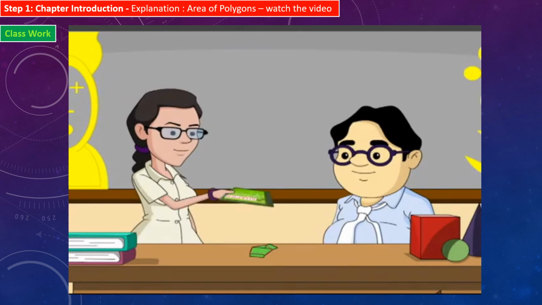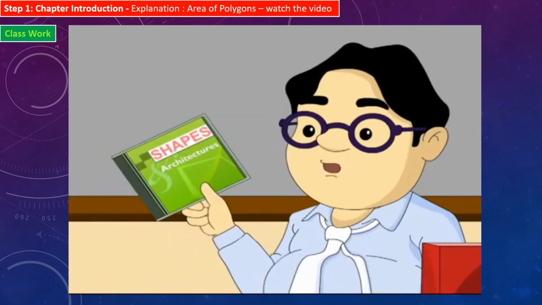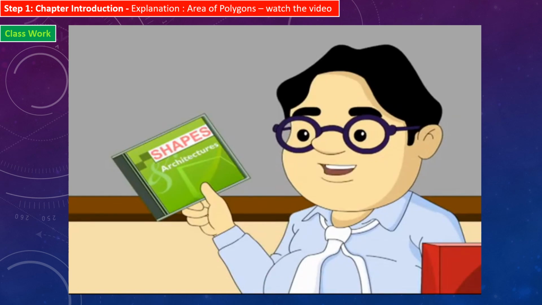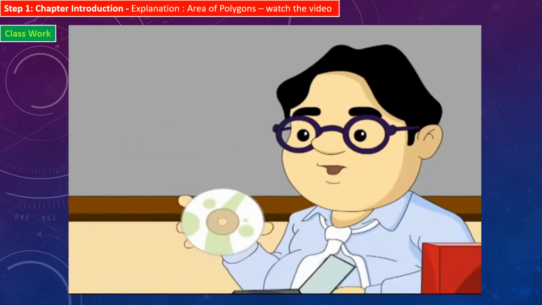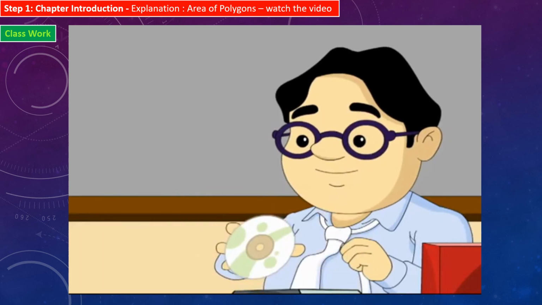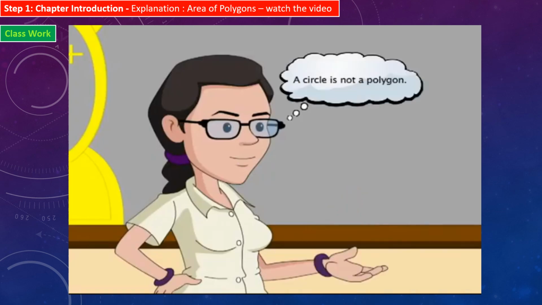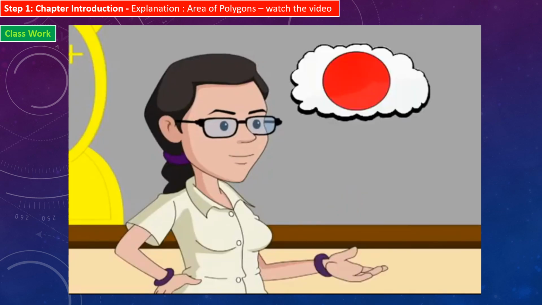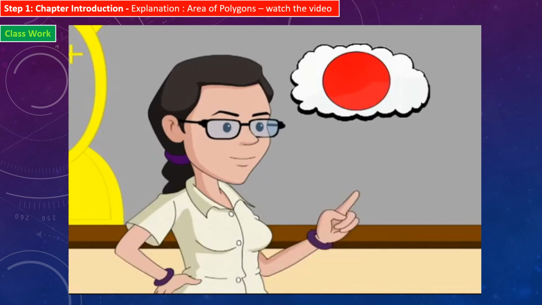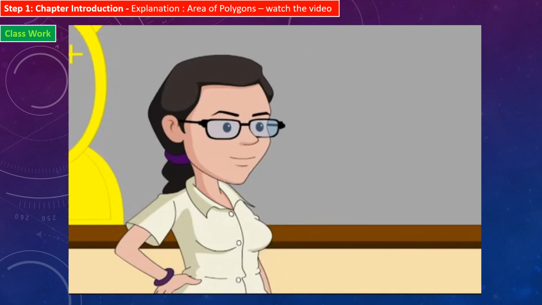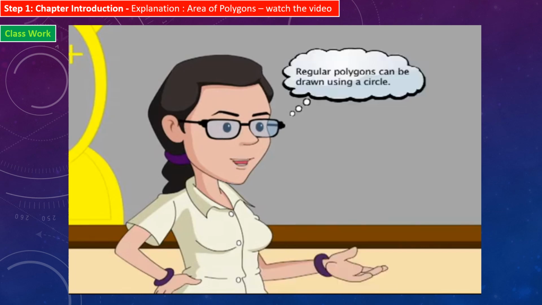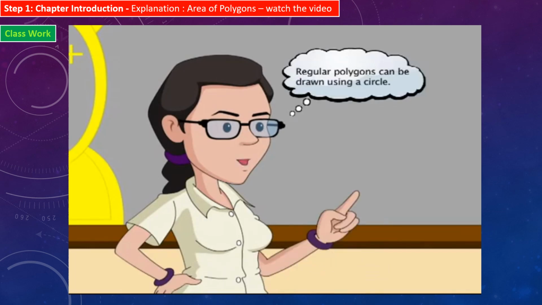Here's a new movie. This talks about different shapes and architectures. Oh, wow, Miss Marks. I wanted to watch this movie since long. And the shape of this CD is not a polygon. You're right. A circle is not a polygon, since it's a closed figure made up of a curved line and not straight lines. Snail, that reminds me that we can draw various regular polygons using a circle.